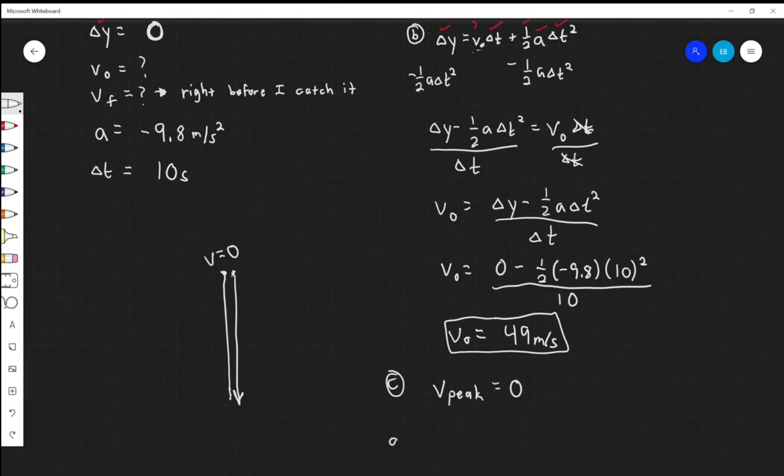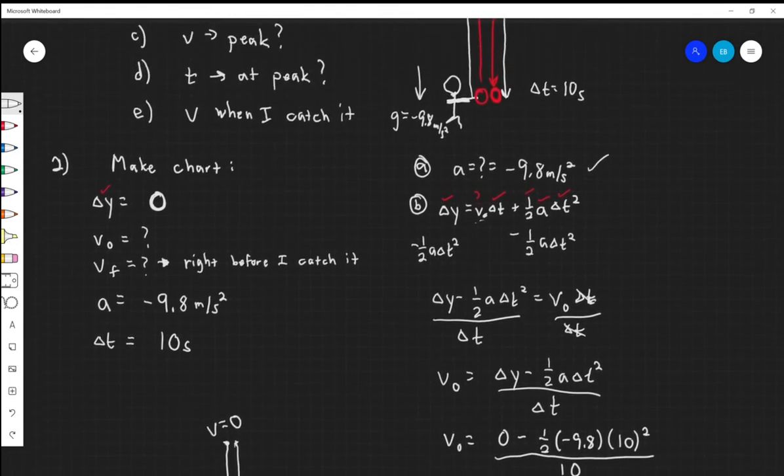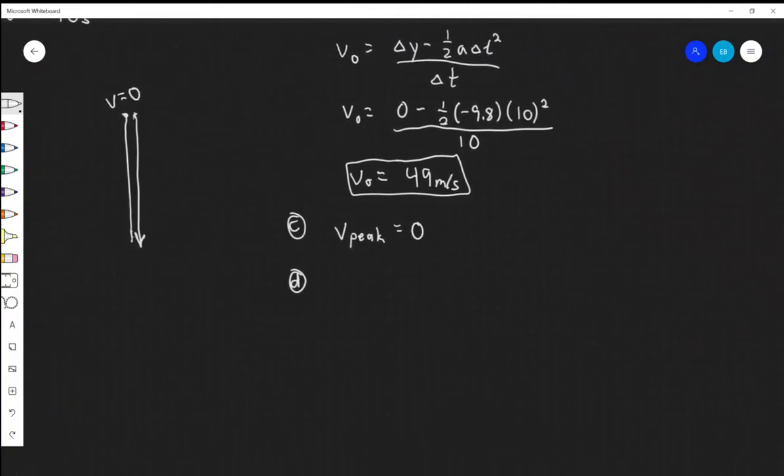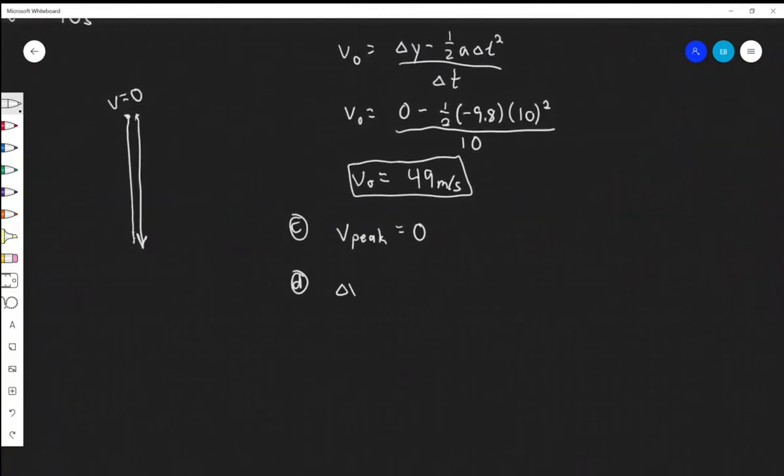Okay, what's part D? Part D, we were asked, let's scroll up, time at the peak. How long does it take this ball to reach the peak height? So change in y, do I know what that is? Oh, I don't know what that is. I don't know how high the ball goes up to the peak. V initial, I now know what the initial velocity is. I know I threw this ball up at 49 meters per second. V final, what's the final velocity of this ball? At the peak, it's equal to 0 meters per second because it stops and reverses direction. The acceleration is negative 9.8 meters per second squared.